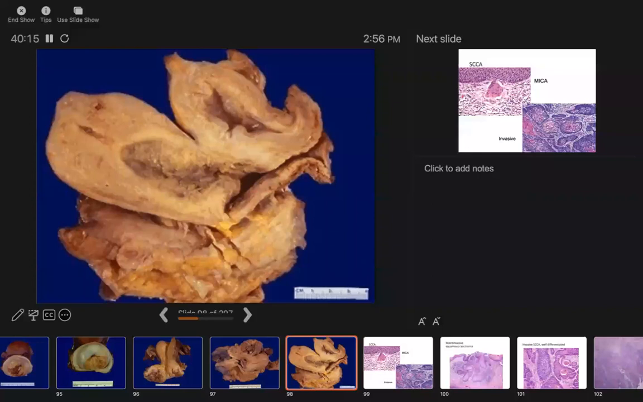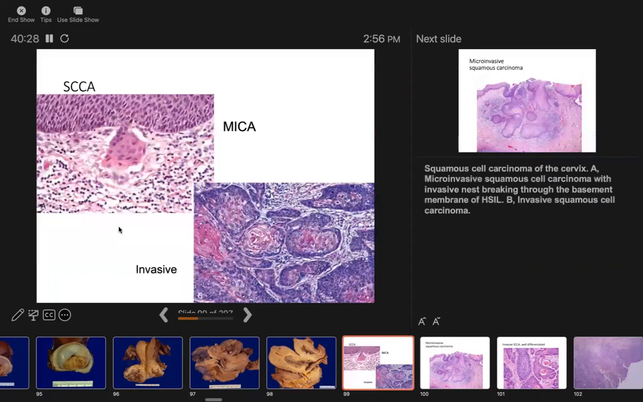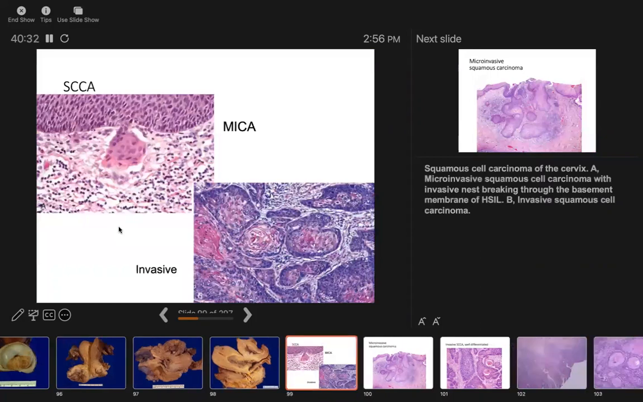Staging is very important because it tells the extent of involvement. Among malignancy, the best is MICA. What is MICA? MICA means microinvasive squamous cell carcinoma, meaning you only have a small nest of cells that went beyond the basement membrane and is now in the underlying stroma.